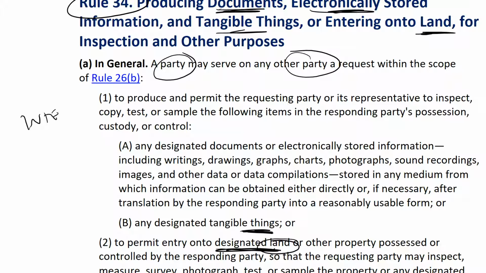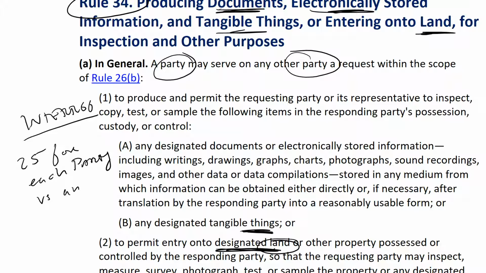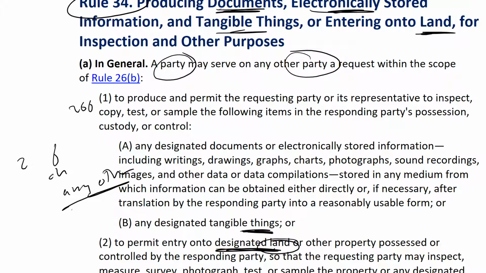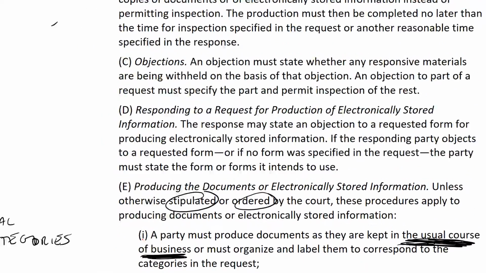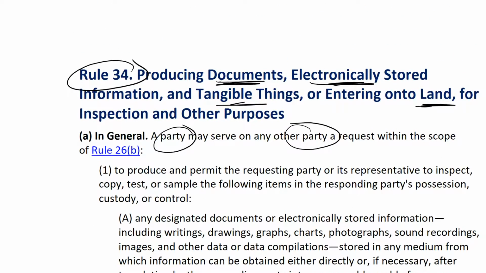Interrogatories are measured up to 25, including discrete subparts, for each party, okay, versus any other party. All right. Now, what about document requests? Is there a maximum? And the answer is no. There's no maximum. You can ask for as much as you want.